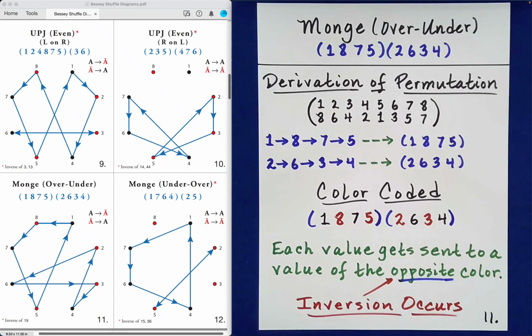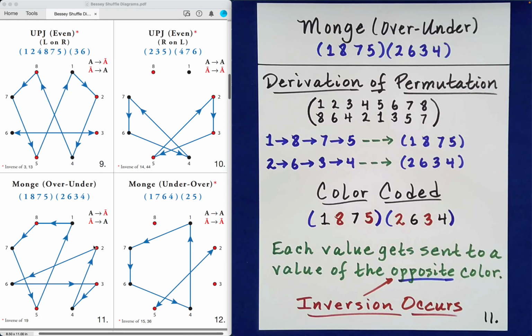Okay? Now let's go ahead and take a look at the graph, because this is a very chaotic looking graph here. So we know that 1 goes to 8, which goes to 7, which goes down here to 5, which goes up here to 1. And that completes that cycle, that 4 cycle. That's also called an orbit. And then 2 gets sent to 6, which gets sent to 3, which gets sent down here to 4, and then 4 is sent to 2, completing that cycle of length 4. That's also an orbit.